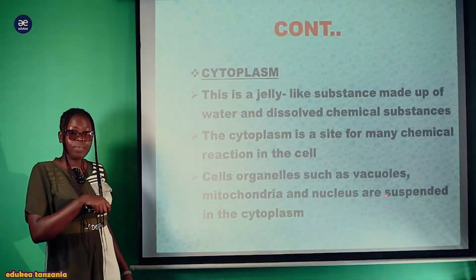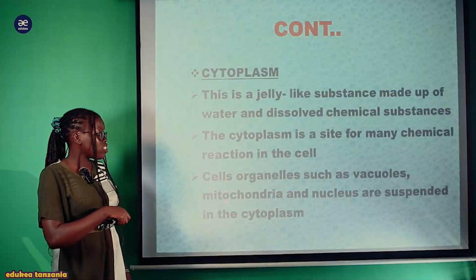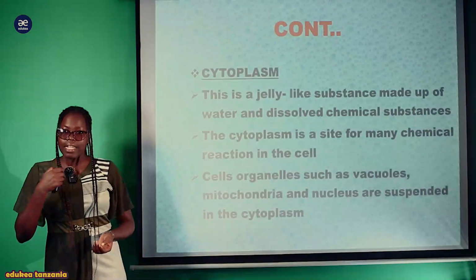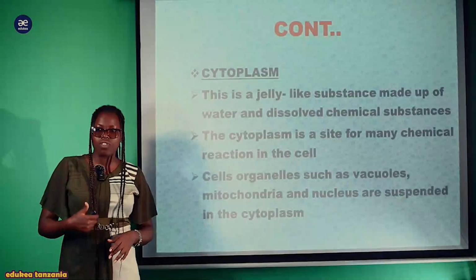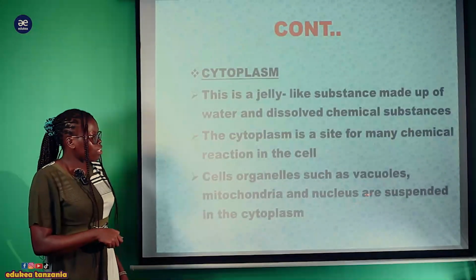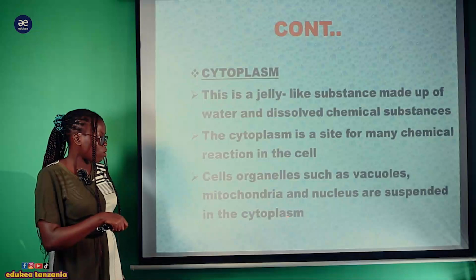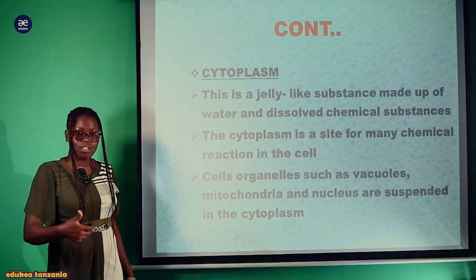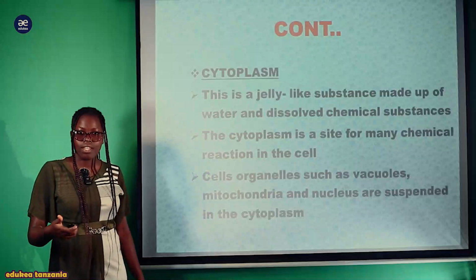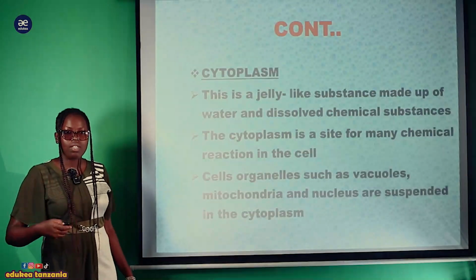Mitochondria, which is the powerhouse of the cell, meaning that catabolism and anabolism processes, the breaking down and building of substances, take place within the cytoplasm. The nucleus is suspended in the cytoplasm. The nucleus, which contains the hereditary material that can be transmitted from one generation to another, is also suspended within the cytoplasm.